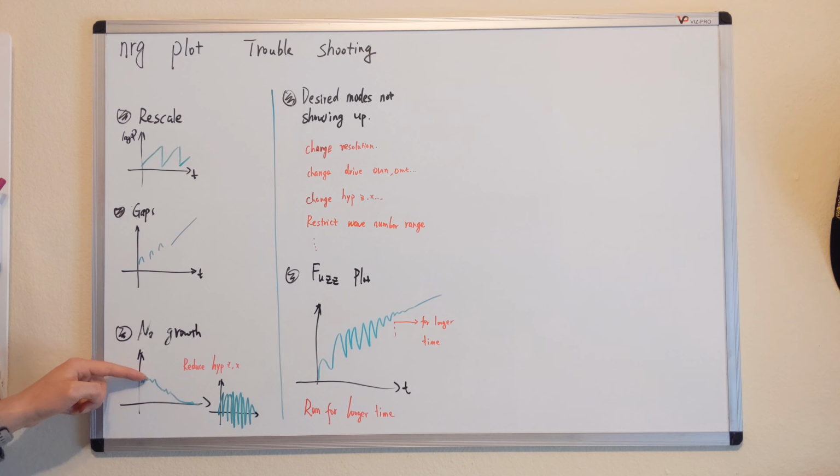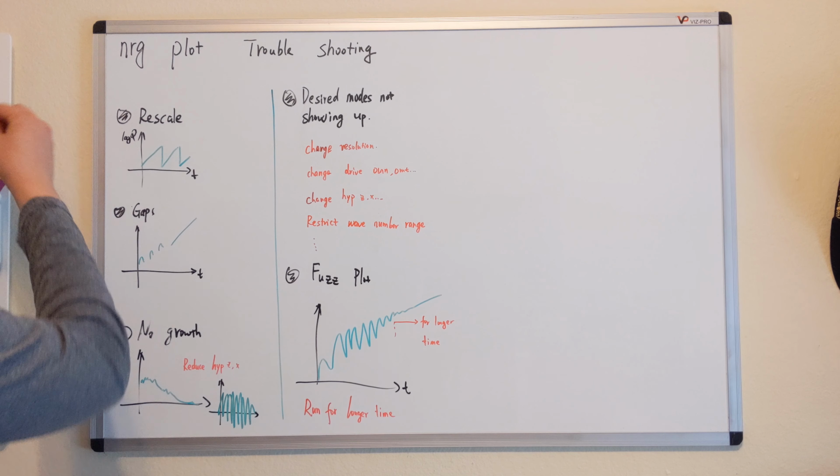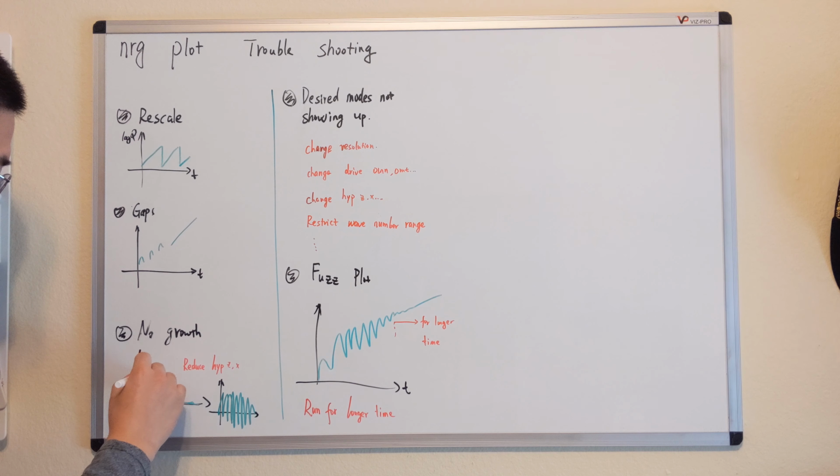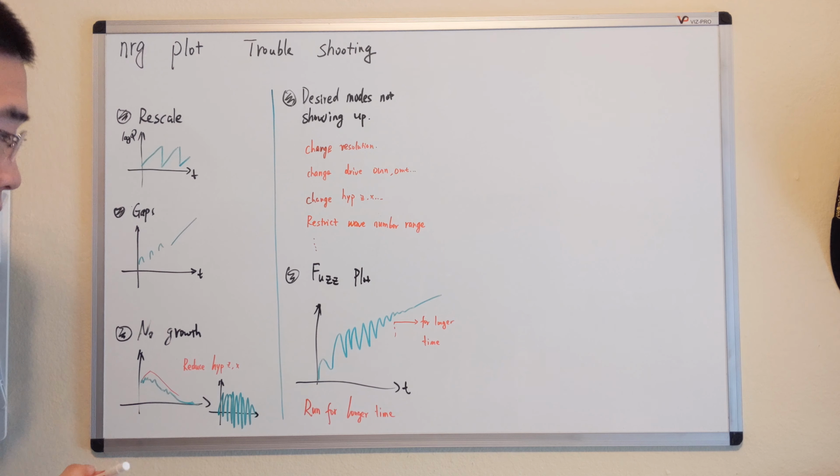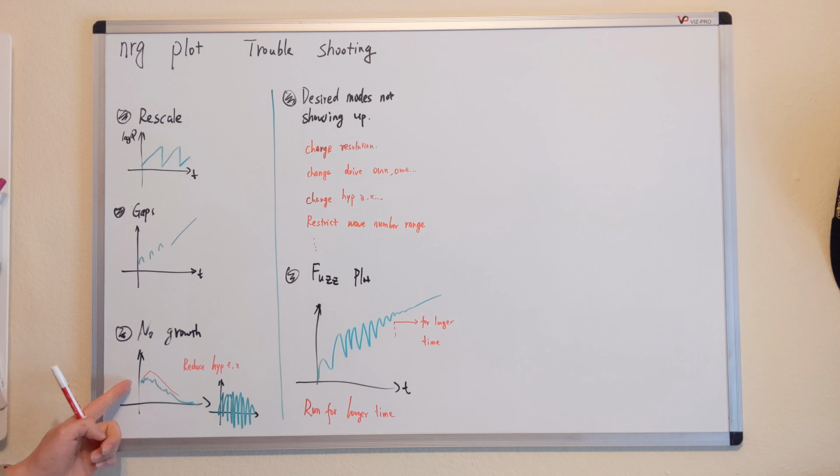Sometimes you have no growth or decay. You may either see a trend of going up and then going down. Then it means there are two modes competing, and the stabilizing mode survives.